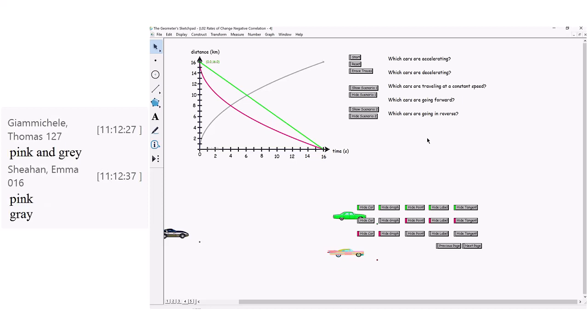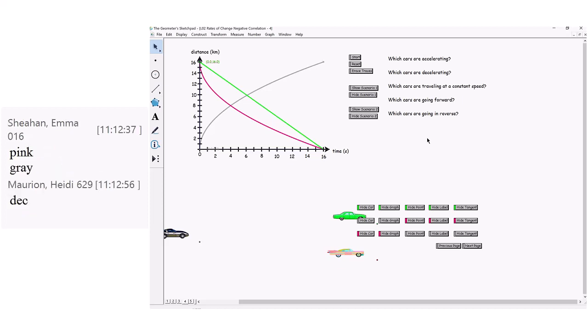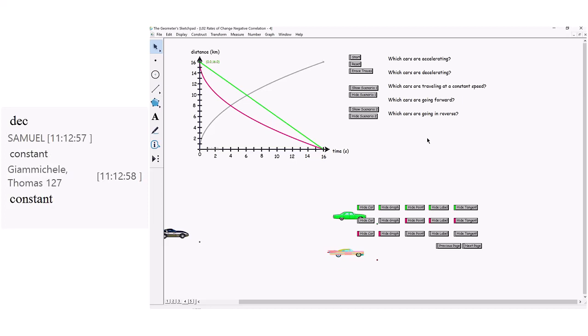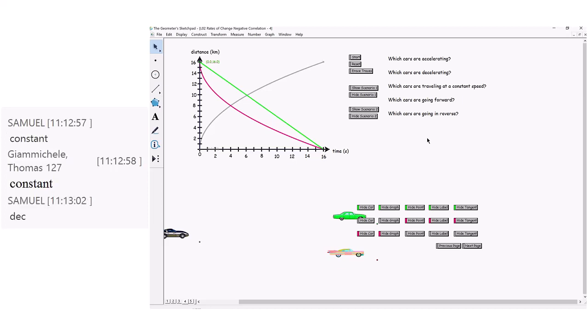Perfect. So both pink and gray are decelerating. What's the green car doing then? What's green going to do? It's not accelerating, it's not decelerating. What's it doing? Okay, remember the green car, it has negative correlation, but that doesn't mean it's a decreasing rate of change.